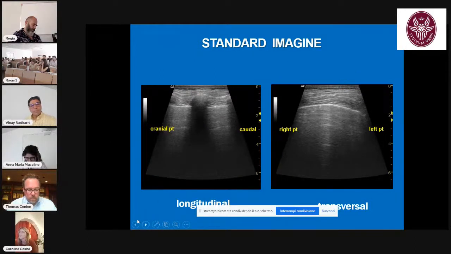We can see on our image, at the left of the image, the cranial part of the patient, and at the right of the image, the caudal part of the patient. And in the transversal section, we can see at the right of the image the left side of the patient, and at the left of the image the right side of the patient.